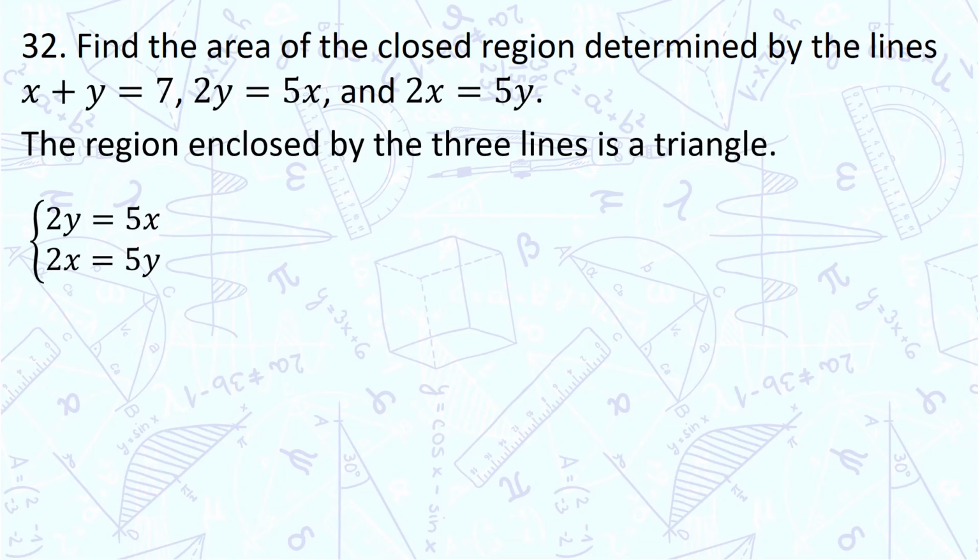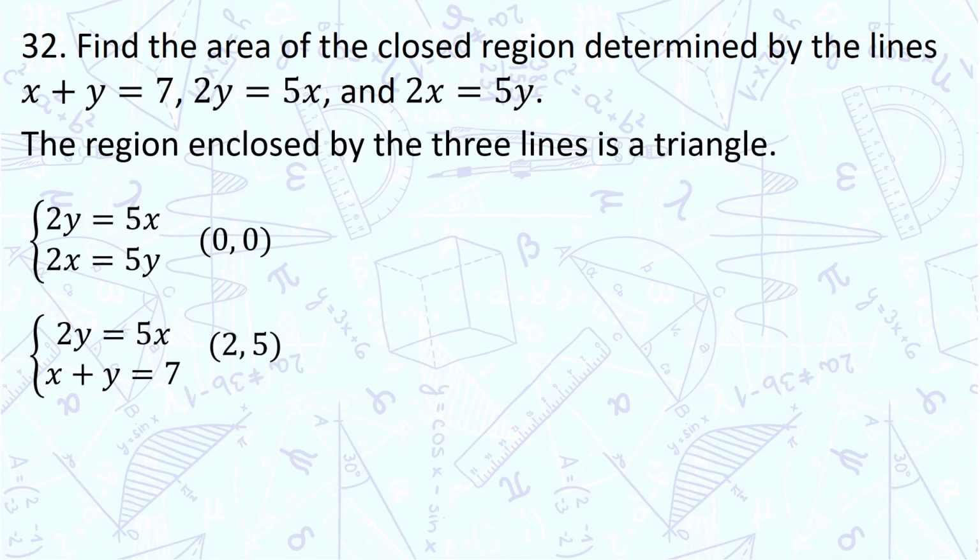So we have the system 2y equals 5x and 2x equals 5y. These two lines intersect at the origin. So solving simultaneously, 2y equals 5x and x plus y equals 7. These two lines intersect at 2, 5. And then we have x plus y equals 7 and the line 2x equals 5y. These two lines intersect at point 5, 2. Now we have the vertices of the triangle formed by the three lines.